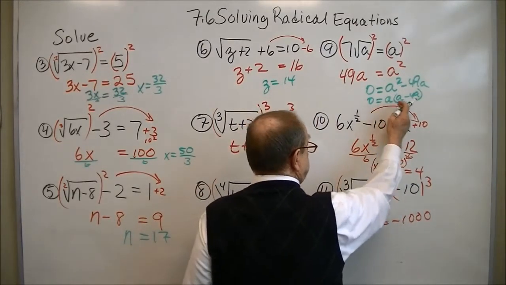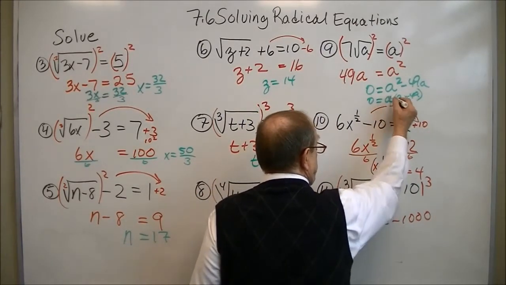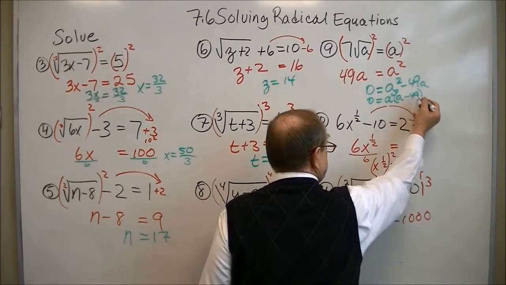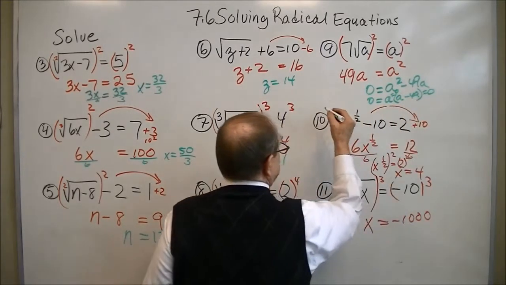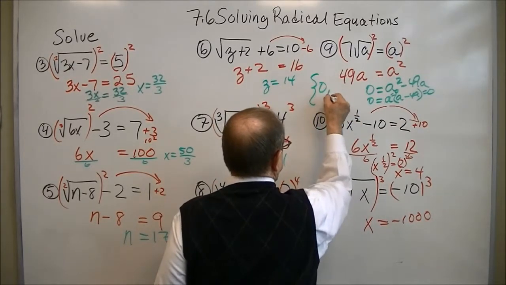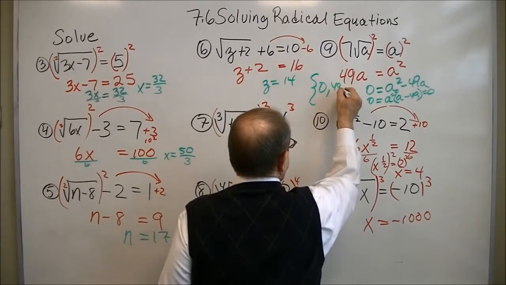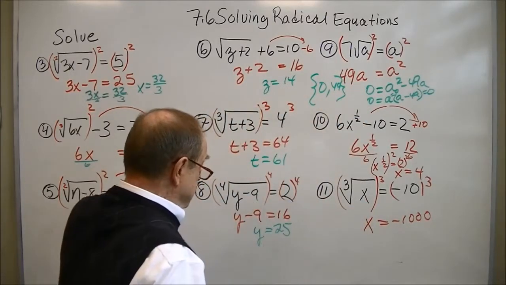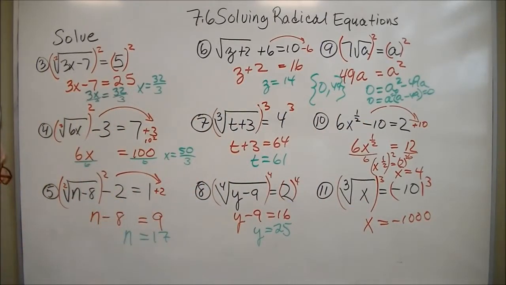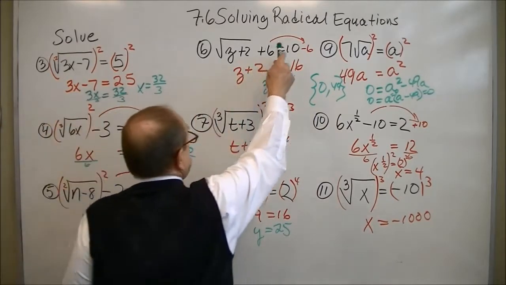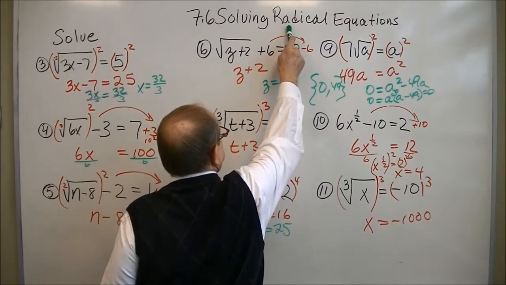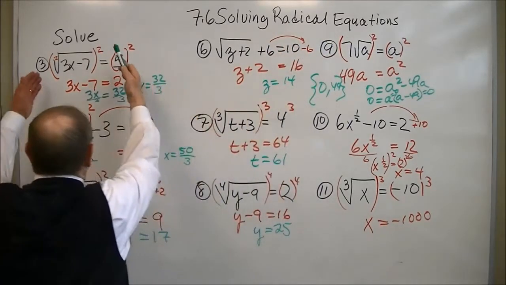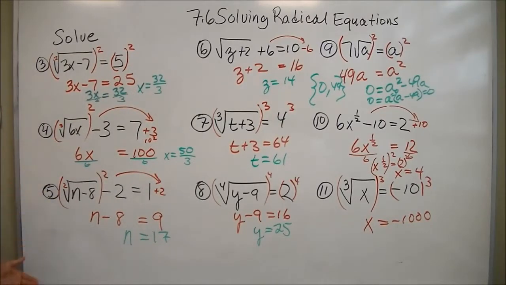And then we equate each of these to 0. A equals 0, A minus 49 equals 0. So here our solution set will be 0 and 49. So actually not too difficult. And you know, the key to this is getting rid of the radical. And that's what we showed you with all of these, so that we turn them then into regular equations.